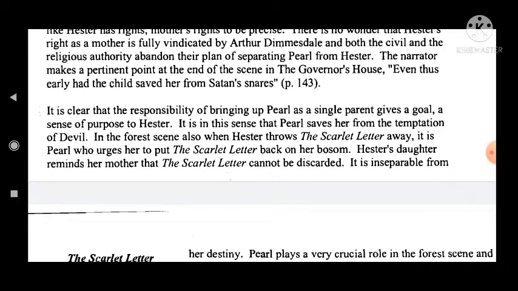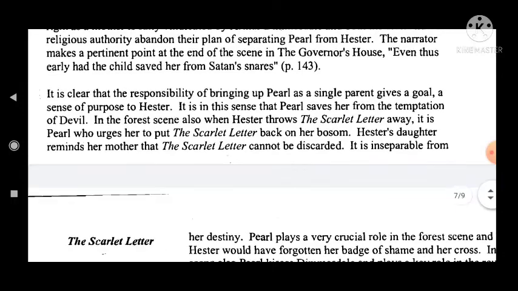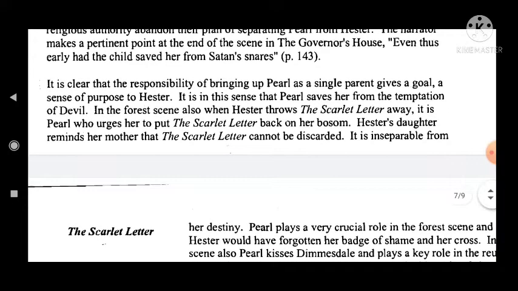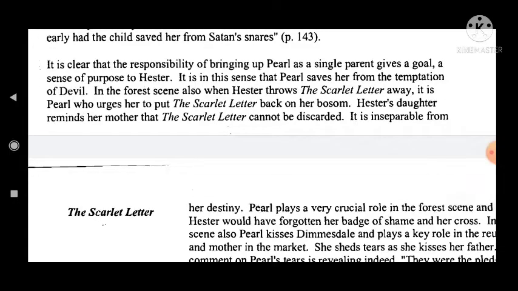The narrator makes a pertinent point at the end of the scene in the governor's house. "Even thus, early had the child saved her from certain snares." It is clear that the responsibility of bringing up Pearl as a single parent gives a sense of purpose to Hester. It is in this sense that Pearl saves her from the temptation of the devil.